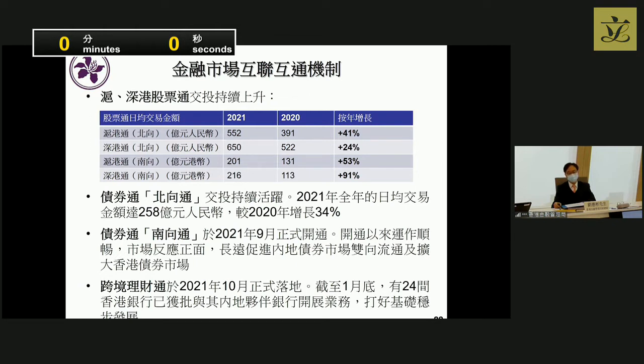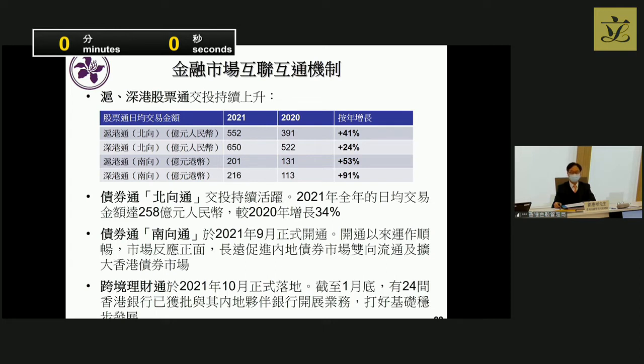We continue to see vibrant activities under the Stock Connect southbound and northbound trading, and double-digit growth year on year have been recorded. And last year, we launched the southbound trading under Bond Connect and cross-boundary wealth management connect. And just like other mutual market connect schemes, both sides' regulators hope that the investors and the market participants are familiar with the operations and the respective market environment to steadily develop these two connect schemes.